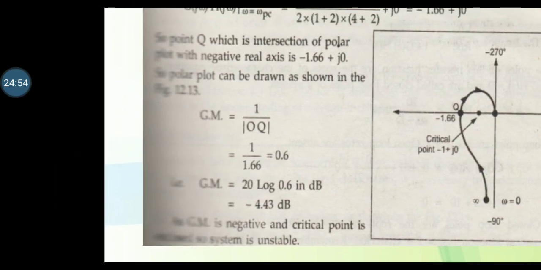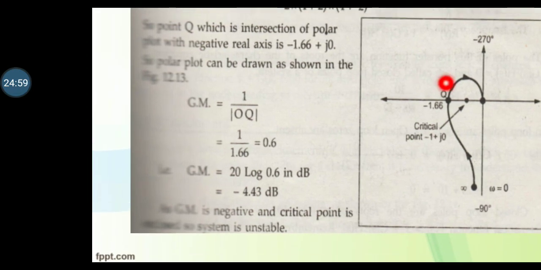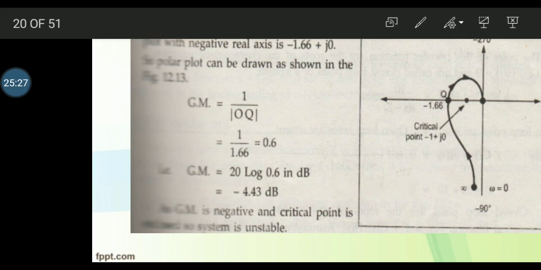Then how to find the gain margin? 1 divided by the magnitude of OQ. How much is the OQ magnitude? OQ magnitude is 1.66 only, because it is measured from the origin. So 1 divided by 1.66 is 0.6. Gain margin is 20 log 0.6 in decibels, which is minus 4.43 dB. As the gain margin is negative, the critical point is enclosed, so the system is unstable. Gain margin has to be positive for stability.